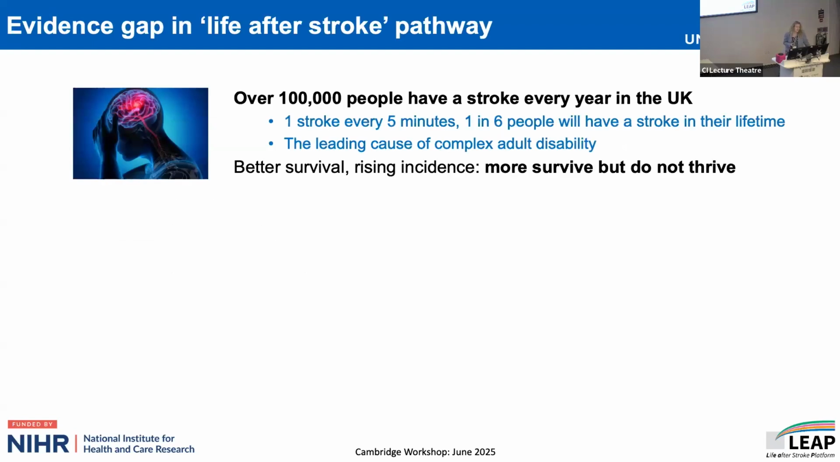So just to set the scene, as you may know, a stroke occurs when the blood supply to part of the brain is cut off, which can cause brain cells to be damaged or die. And strokes can happen to anyone of any age. In fact, every year, over 100,000 people in the UK will have a stroke. It's the fourth largest single cause of death, around 38,000 deaths per year, and is the leading cause of complex adult disability.